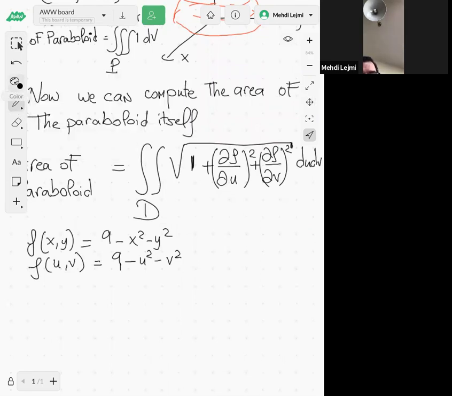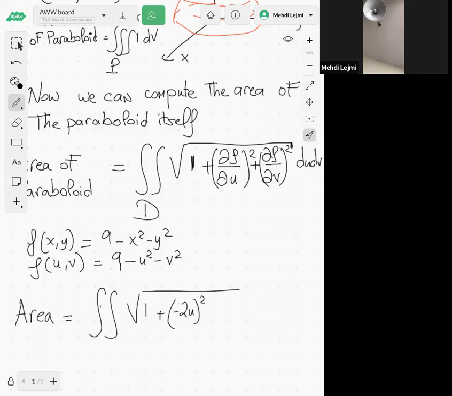So this, the area would be equal to, over the region D, the square root of 1 plus the derivative of f with respect to u, that will be minus 2u, so minus 2u squared, right? And plus the derivative of f with respect to v, that will be minus 2v squared, du dv, right?